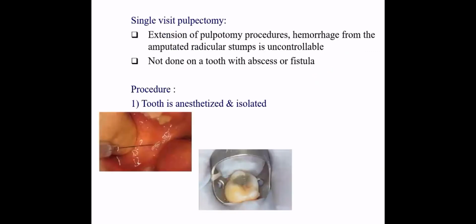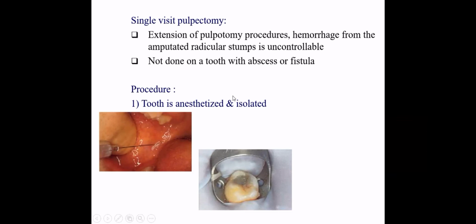Coming to the single visit pulpectomy, how the procedure goes. Imagine that you have done a pulpotomy and hemorrhage is not controlled, so you are going ahead. Simply, it is an extension of the pulpotomy procedure when hemorrhage from the amputated radicular pulp is uncontrolled, or when it is done on a tooth with an abscess or a fistula. These two are the indications of a single visit pulpectomy.